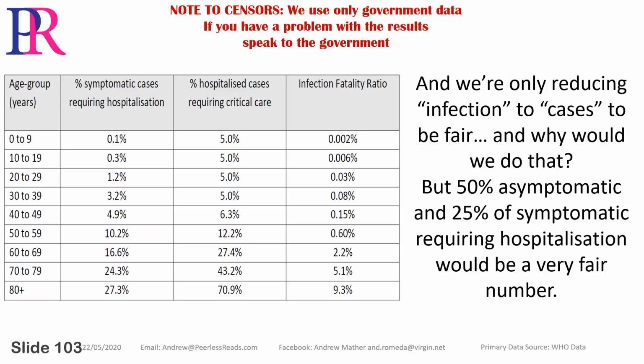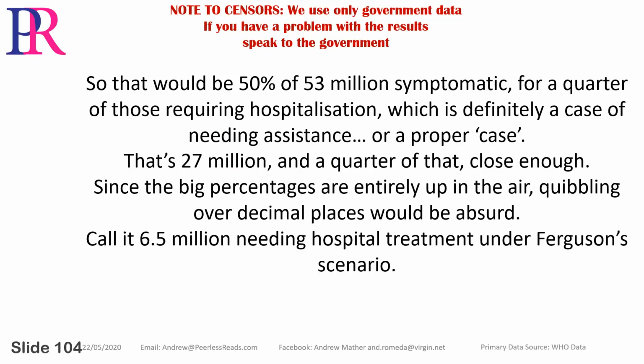And we're only reducing infection to cases to be fair, and why would we do that? But 50% asymptomatic and 25% of symptomatic requiring hospitalization would be a very fair number. So that would be 50% of 53 million symptomatic, for a quarter of those requiring hospitalization, which is definitely a case of needing assistance, or a proper case. That's 27 million and a quarter of that, close enough. Since the percentages are entirely up in the air, quibbling over decimal places would be absurd. Call it 6.5 million needing hospital treatment under Ferguson's scenario.